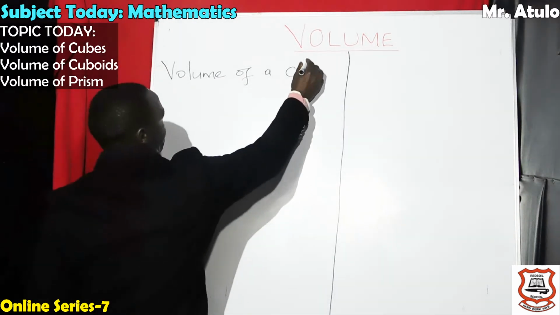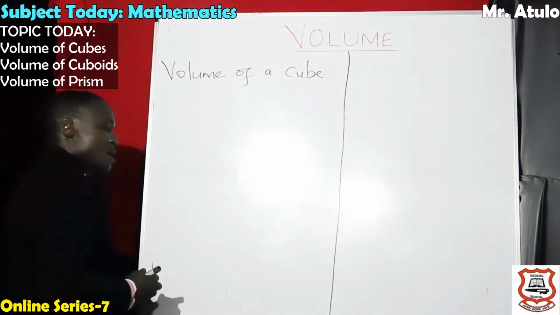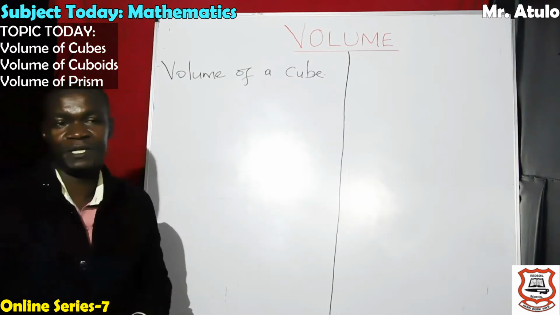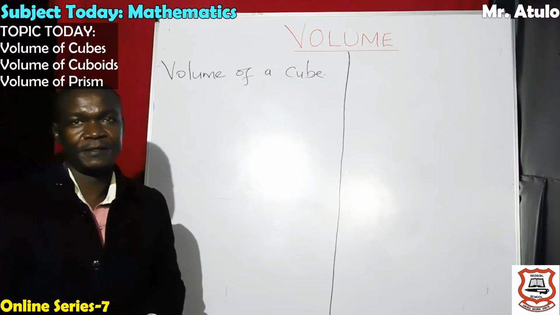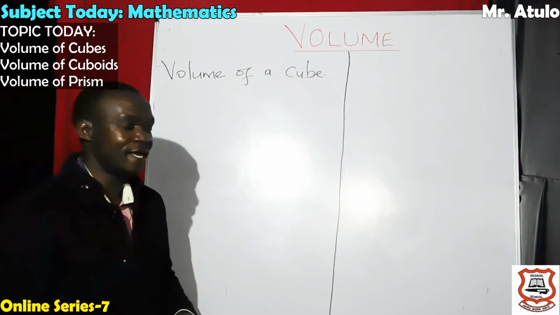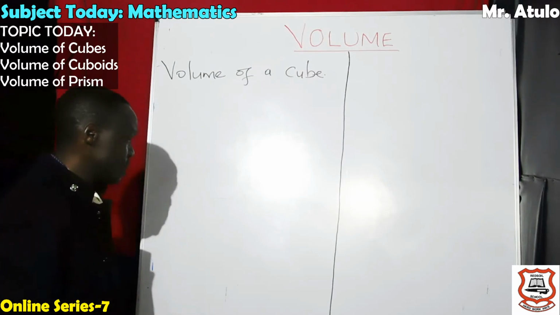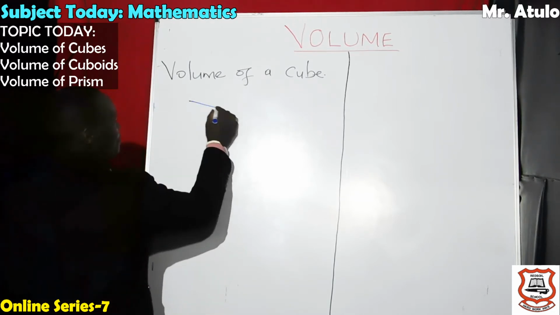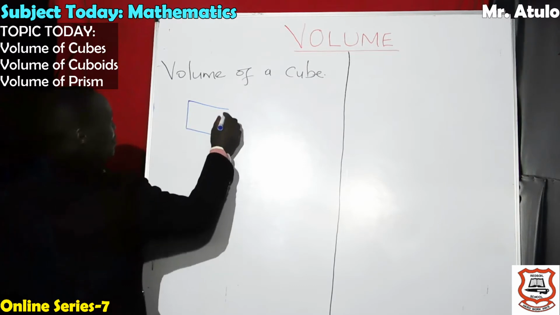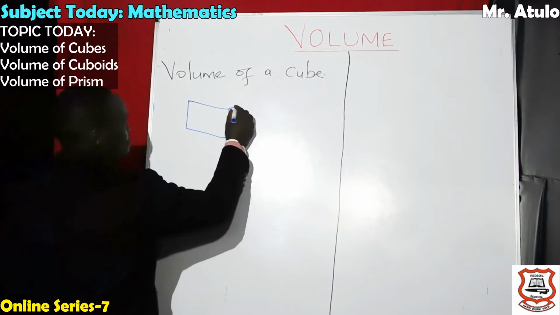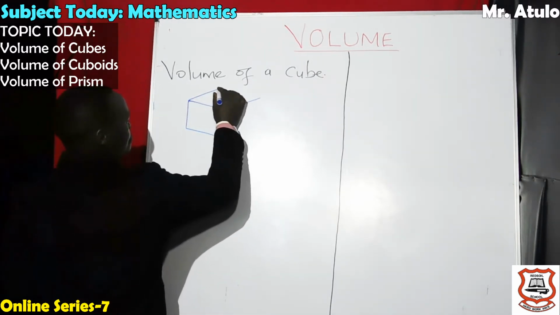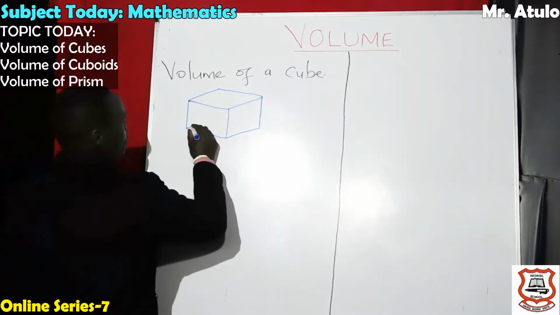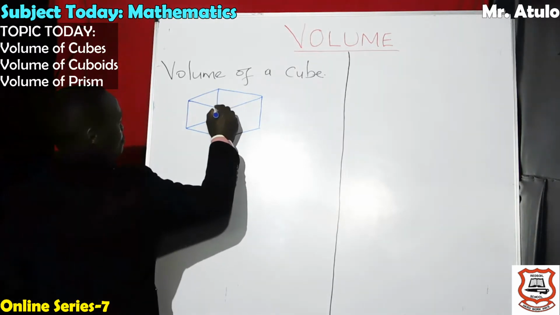A cube is a six-sided, square-shaped material. It has the shape of a square. That means that all the sides are equal. This is a cube.